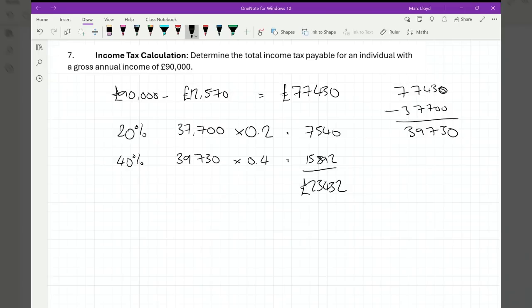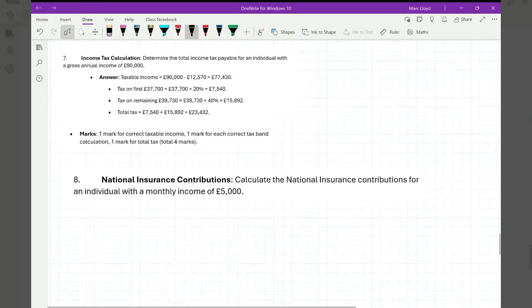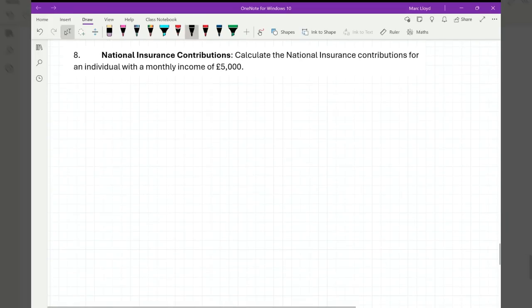Okay, question 7 done. There should be something below here that will explain it as well. We got it right. Happy days. Right, question 8, national insurance contributions. Calculate the national insurance contributions for an individual with a monthly income of £5,000. So pause the video and have a go.